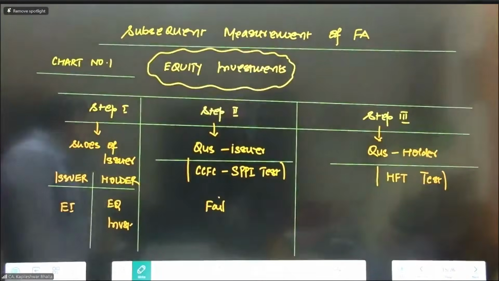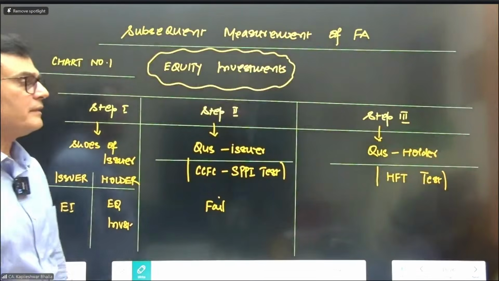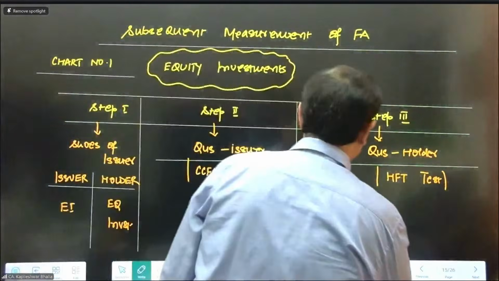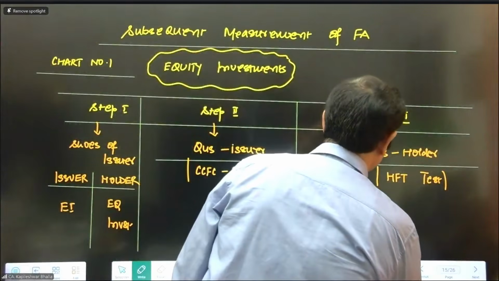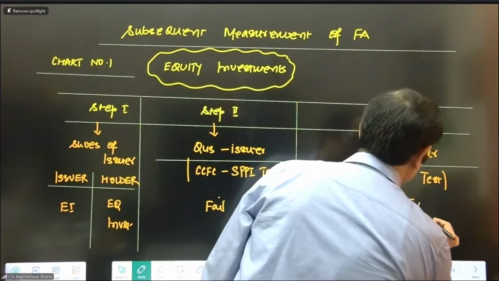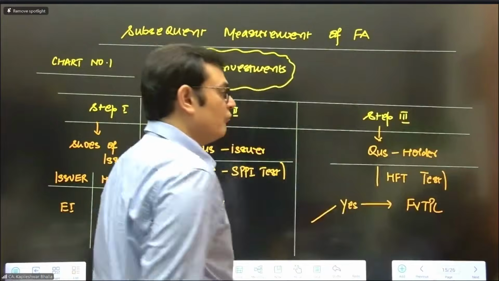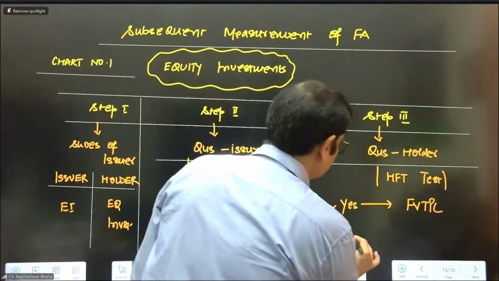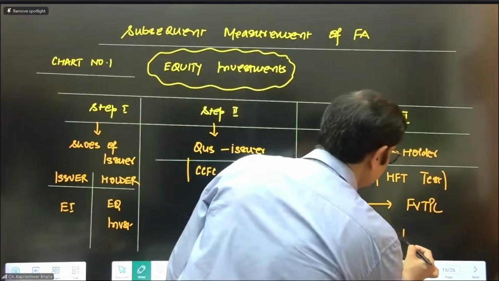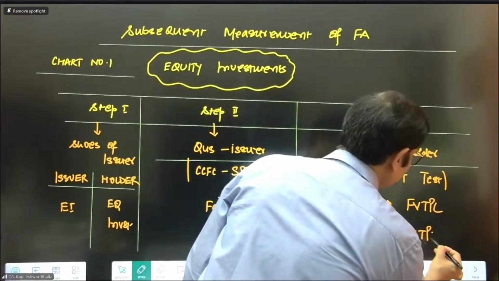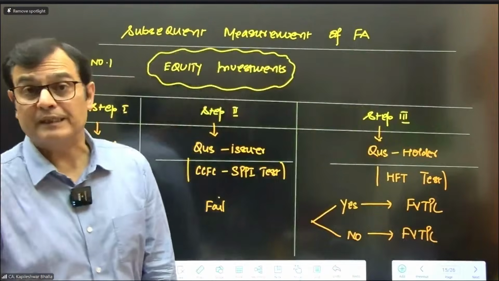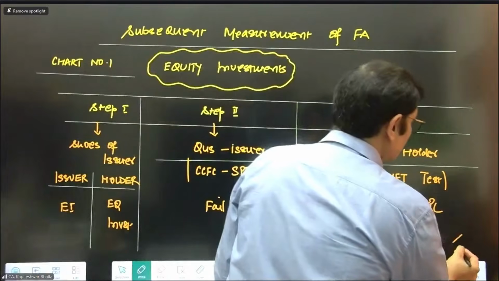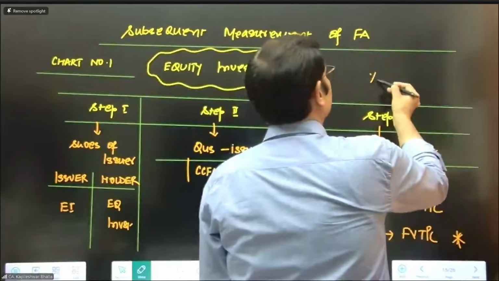And when it comes to step number three, in this particular case, we need to see is it held for trading. So if we say yes, it is held for trading, then it is FVTPL. Fair value changes will enter the profit and loss. And if you say no, then also it is FVTPL. But in this case, we get a choice.